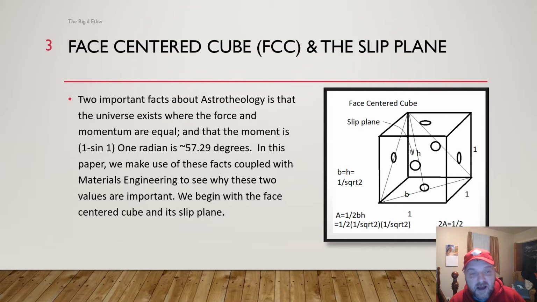A number that popped up often when we use the golden mean parabola is that if we plug pi into the golden mean parabola, which is t squared minus t minus 1 equals the energy, or is usually 0, we get the energy equal to 57.29, which is 1 radian. So in this paper, we make use of these facts coupled with material engineering to see why these two values are important. And we begin with the slip plane with the face-centered cube.